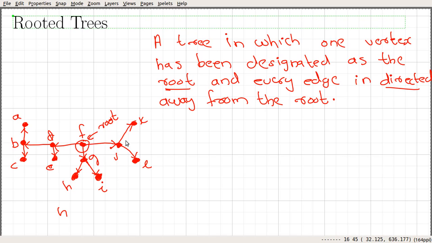Okay, so let me redraw this tree in such a way that this kind of representation is commonly used. Okay, so this root will come at the top, something like that. So F will be here, then followed by these adjacent ones, D and J. Okay, so D is here, J is here, and we have these directed edges. Okay, and this is the common representation of a rooted tree.